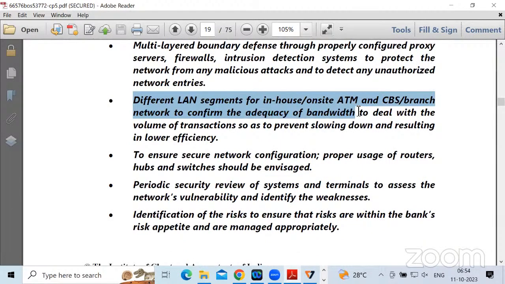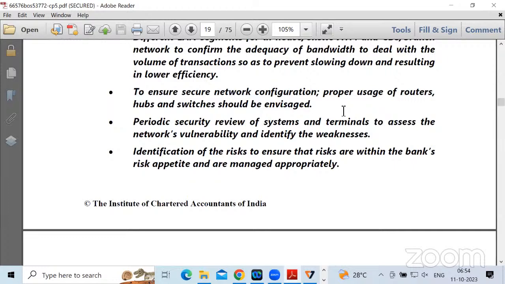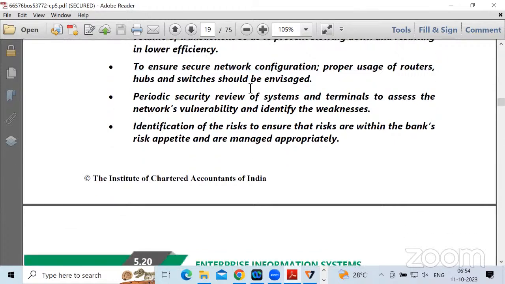Different LAN segments for in-house or on-site ATM and the CBS branch to confirm the adequate branch network bandwidth to deal with volume of transactions. To ensure secure network configuration, proper usage of routers, proper usage of hubs and switches should be envisaged. So we have already seen what is router, switches, hubs, etc. So all have to be configured properly.